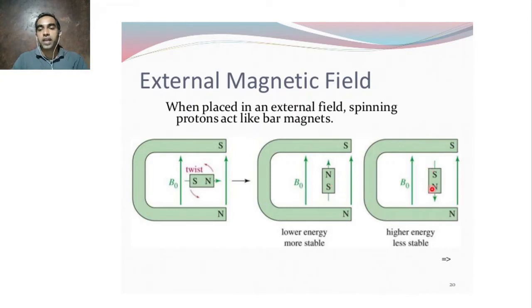Now this is the equilibrium position. North is towards south, south is towards north. This is the external magnetic field, the bar magnet, and this is the small magnet kept inside. Once you apply this, it will come to this position. Now to change this direction, that is N to this side and S to this side, what do you have to do? You have to apply certain external force, which you can apply in the form of radiation.